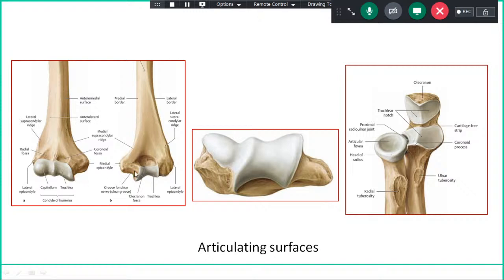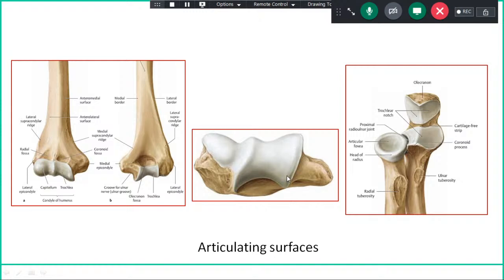Now coming to the posterior aspect. There is a single depression on the bone, which is known as the olecranon fossa. You can also see the trochlea extending into the posterior aspect. This part is again extending into the posterior aspect. And in the lower end of the humerus, you can appreciate the groove for the ulnar nerve.